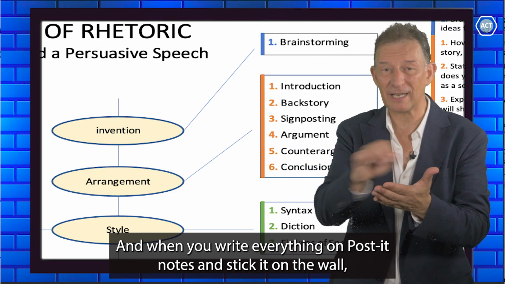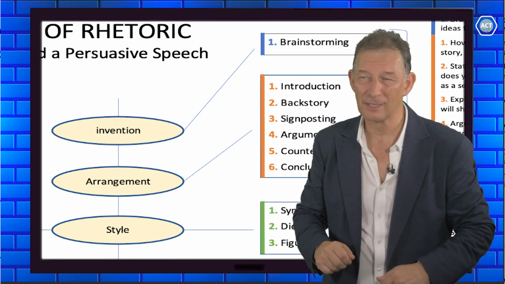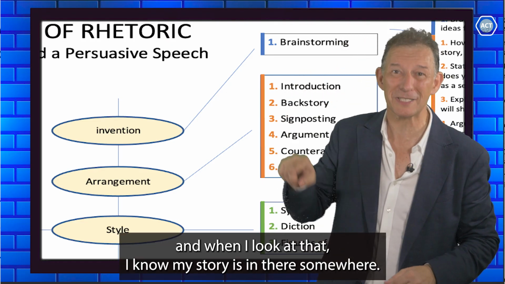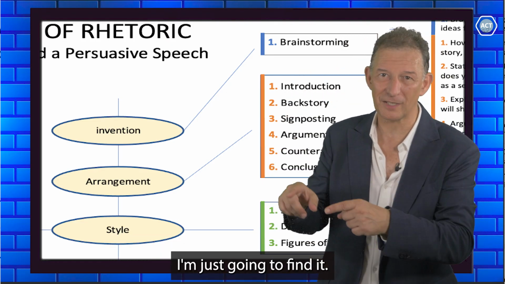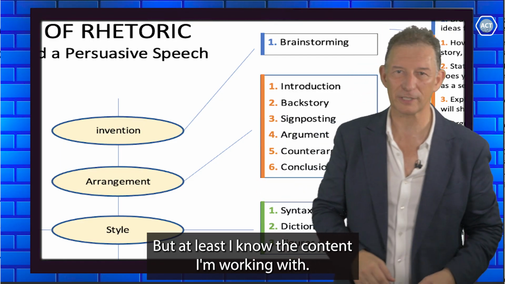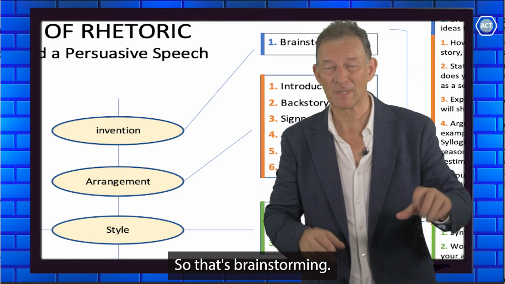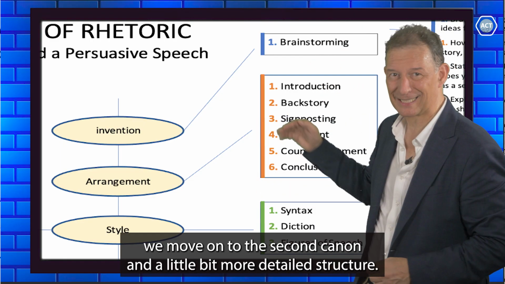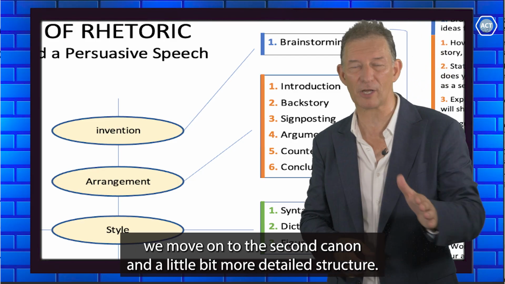I write everything on Post-it notes and stick it on the wall. And when I look at that, I know my story's in there somewhere. I've just got to find it. But at least I know the content I'm working with. So that's brainstorming. After brainstorming, we move on to the second canon in a little bit more detail, structure.